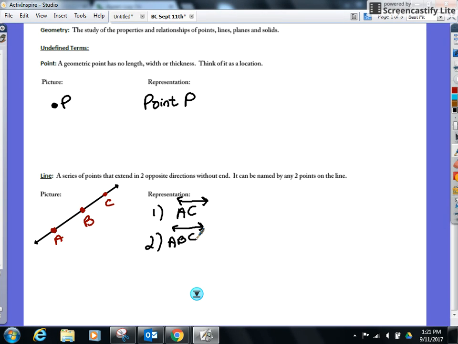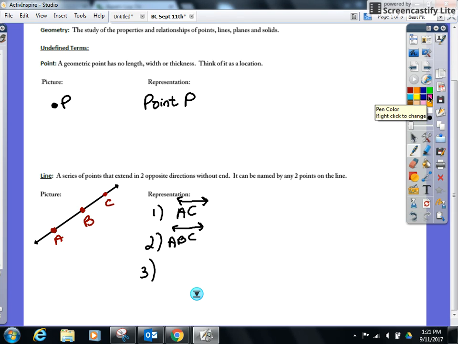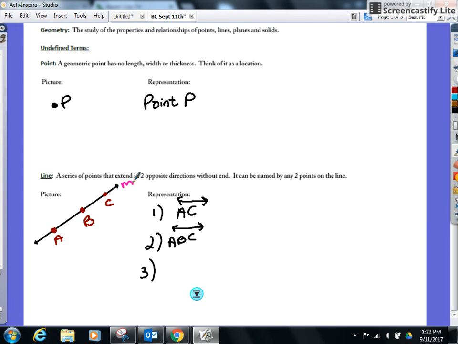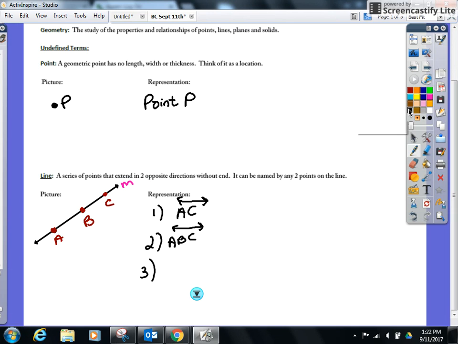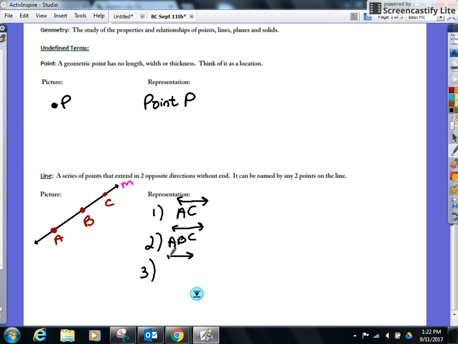So naming a line, you got to give me 2 points on the line. A second way to name it without using any of the points, and you'll see this a lot in your textbooks, is a little lowercase letter towards one of the arrows. That's not a point on the line. That's just another way to name it. So I could name this line M. Line M. Again, that's not a point on the line. It's just another way of naming it. Everyone okay with a point and a line now? Different ways to name it. Okay, perfect.